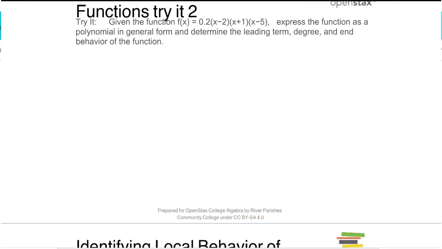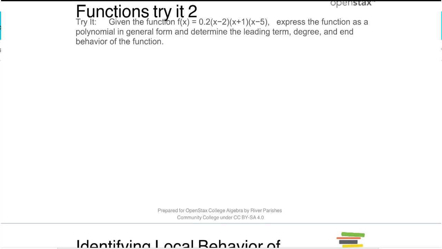Alright, so your turn. You guys try it. Given the function 0.2 times x minus 2 times x plus 1 times x minus 5, express the function as a polynomial in general form and determine the leading term, degree, and end behavior of the function. So pause the video and then unpause when you're ready to go over it.